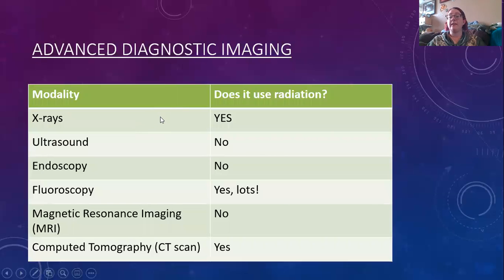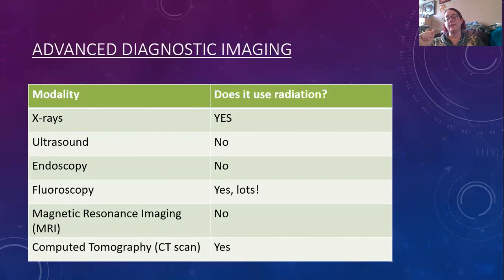Advanced imaging modalities. Does it use radiation? X-rays, yes, are going to use radiation. Ultrasound, no, it uses sound waves. Endoscopy, no, this uses a camera on a long fiber optic tube. Remember that we don't want to bend it, we don't want to drop it. We have to be very careful handling our endoscope. Fluoroscopy, yes, we use a very high amount of radiation, but only for short clips of time.